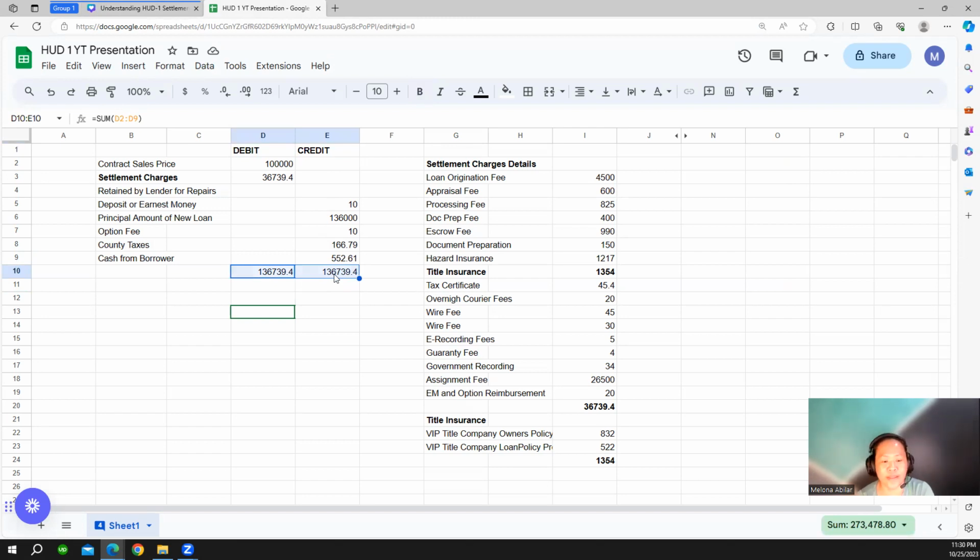As you can see, the debits and the credits are now balanced. I hope you learned something from our tutorial today for part 2 of understanding the HUD-1 Settlement Statement. In part 3, we are going to record the purchase settlement statement in QuickBooks Online.